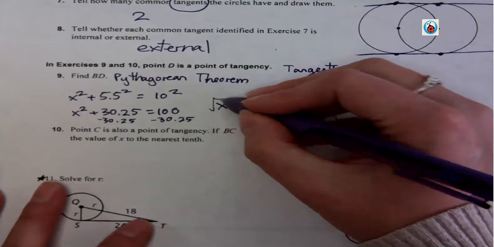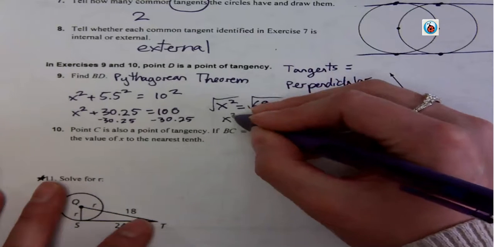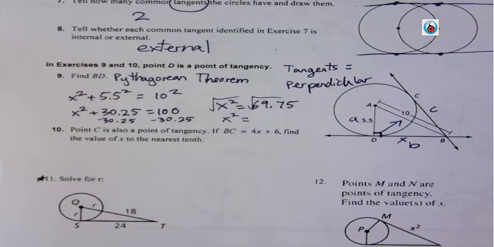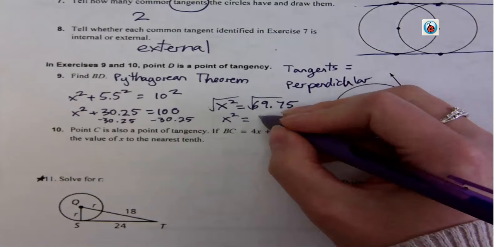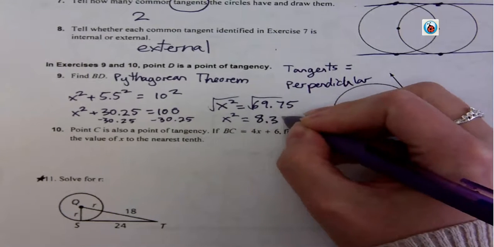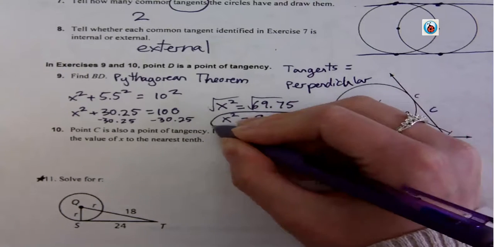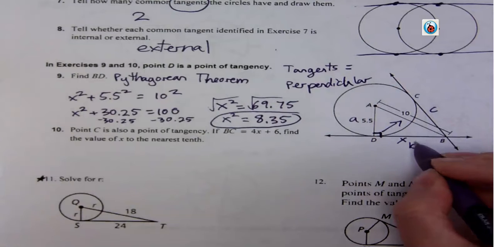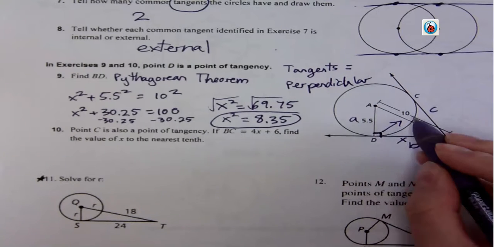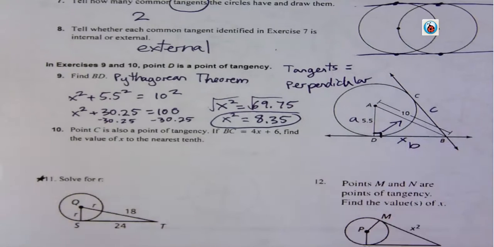And then I'm going to take the square root of it, and that equals 8.35. And we check and say, yes, that's a logical number. It's bigger than the 5.5, less than 10.